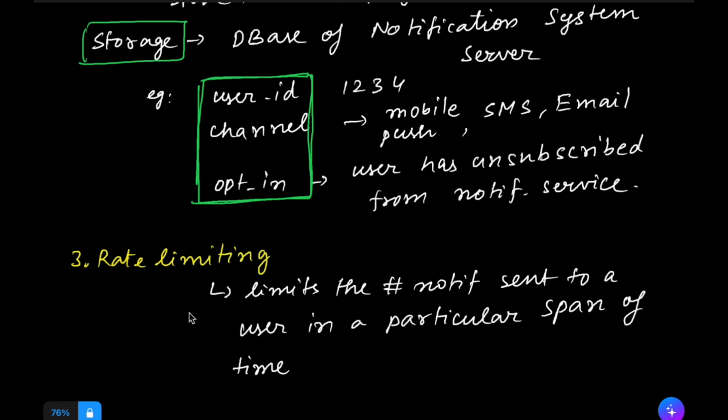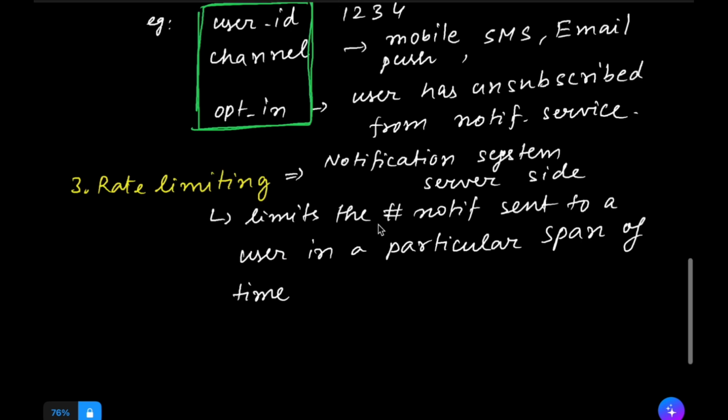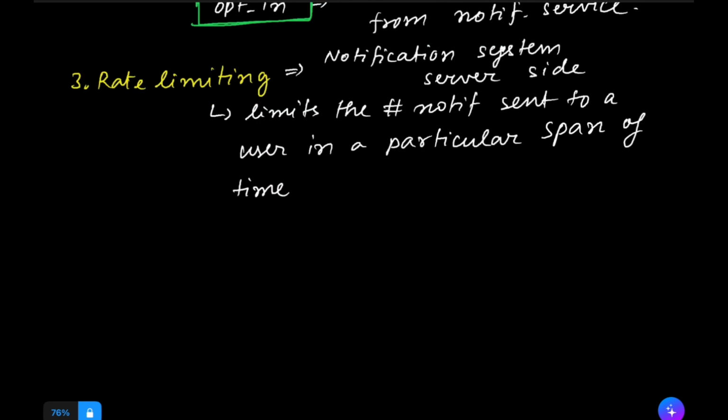And where do we actually implement this? These algorithms are implemented on the notification system server side. This rate limiting is implemented there. So the next component is the retry mechanism.